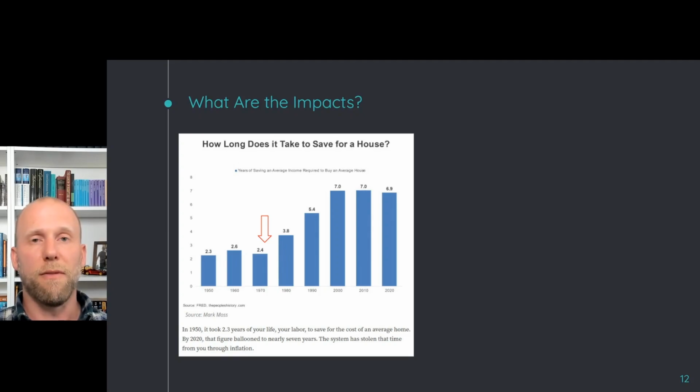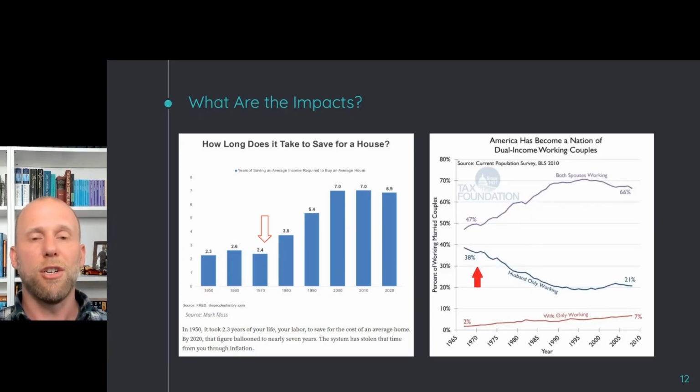That means that because of inflation, everyone's quality of life, on average, the country's quality of life is going down over time. Inflation of the money supply is going up faster than people's ability to get raises and make more money to keep up. And that shouldn't be. America has become a nation of dual income couples. You see here the chart for households that have both spouses working versus husband only working.